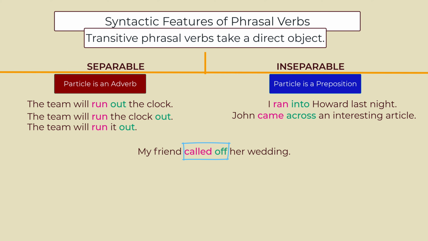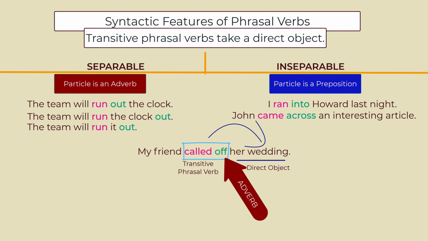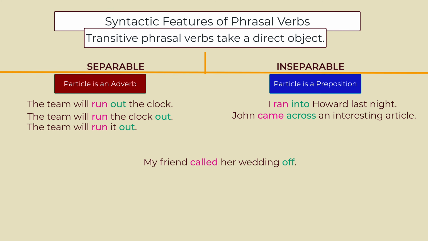My friend called off her wedding. Her wedding is the direct object. Called off is a transitive verb. Off is an adverb. She called her wedding off. She called it off.